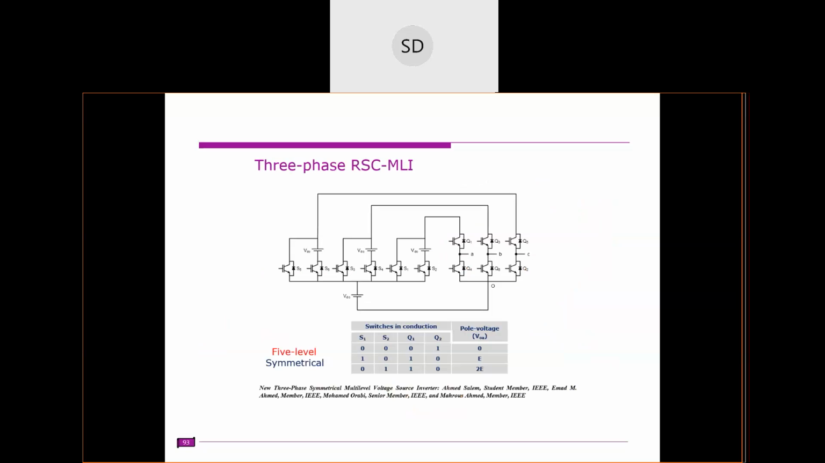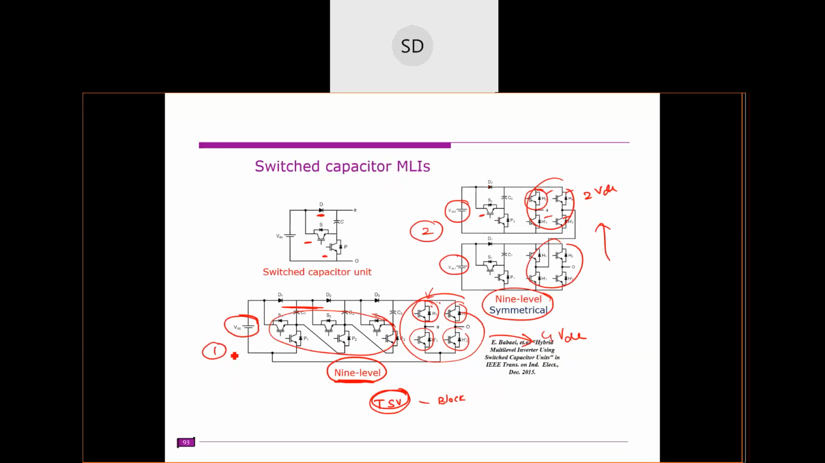Next one is this 3-phase reduced switch count multi-level inverter, that is, 3-phase topologies. So far, whatever we discussed was drawn for single phase, except the neutral point pivoted, the NPP topology, which is actually drawn for 3-phase. If you want to extend this to 3 phases, this entire thing is for A phase, and similarly you have the same thing for B phase and C phase.